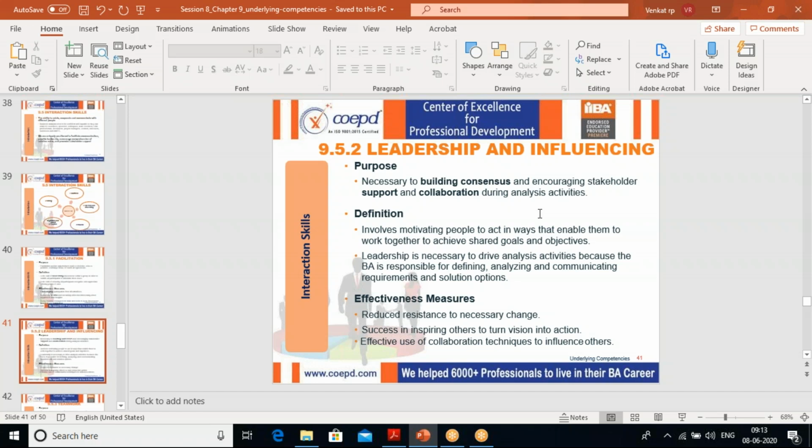And then leadership and influencing. Here we need to facilitate the stakeholders with the right information, and bring everyone to one understanding, to the same page. Here leadership skills are a must. We should make them all agree to a common approach, and we should actively encourage stakeholder support. Collaboration is a must. Stakeholder collaboration is a must in business analysis activities.